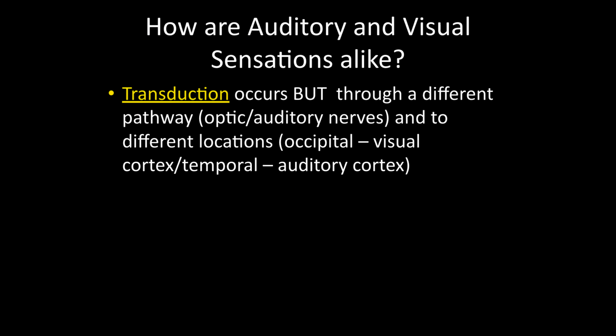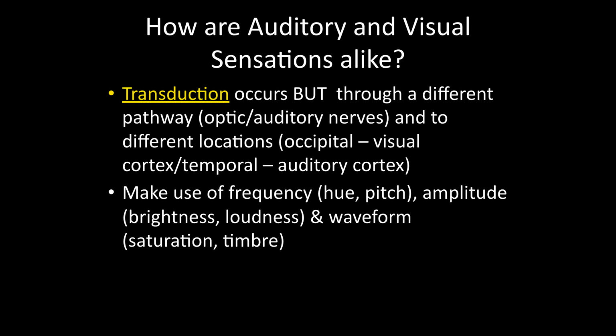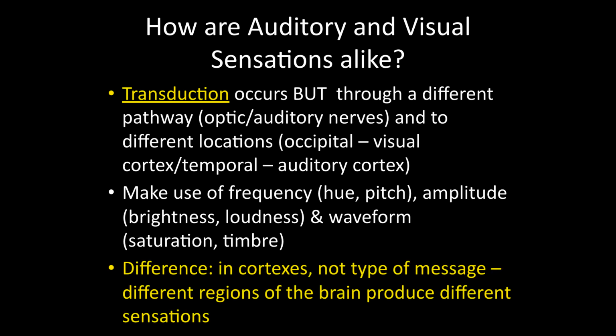So how are auditory and visual sensations alike? Just like with all the senses, we have transduction occurring at the sense receptors in these specialized cells, whether it be the rods and the cones or the hair cells on the basilar membrane of the cochlea. They're both making use of frequency and amplitude and waveform to produce different psychological sensations. The difference is in the cortices in which the messages are received and processed.